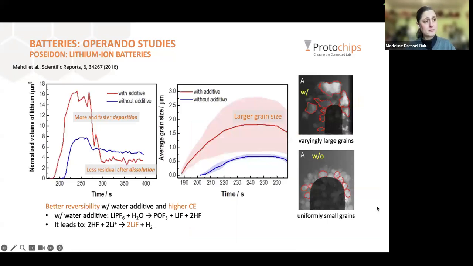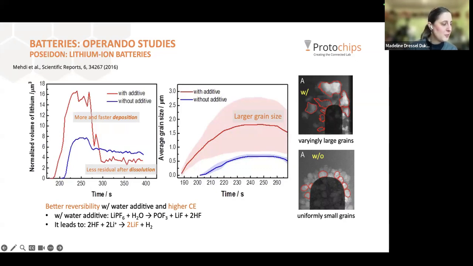And so they characterized this from the movies that they obtained in situ. So with the water additive, they had a faster and larger deposition, but less residual material left after dissolution. And so they were able to attribute this to the formation of the lithium fluoride that occurs when the water is added to this electrolyte.